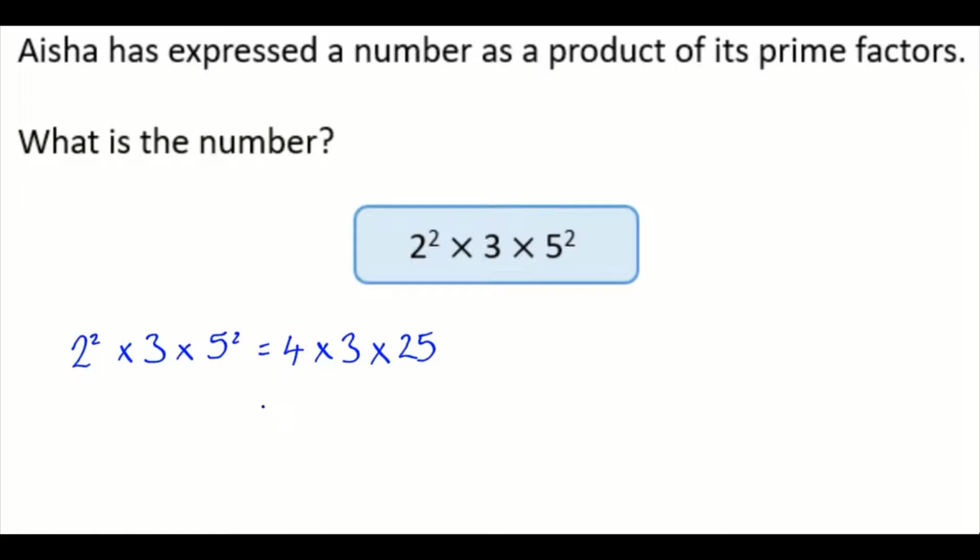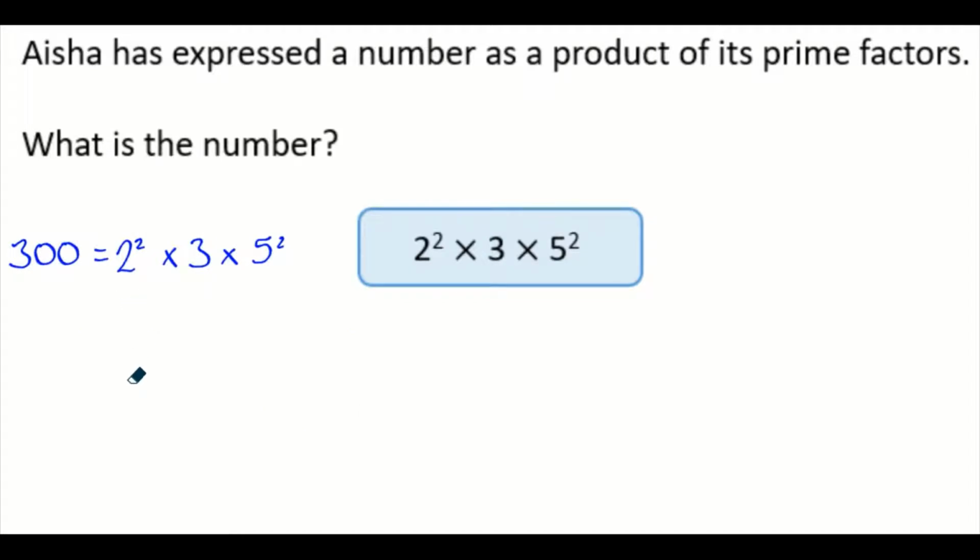Now you can multiply numbers in either order. You could do 4 times 3 is 12 and multiply that by 25, which is not too difficult. It's actually easier though just to spot 4 times 25 is 100 and multiply that by 3. So the final answer, whichever way you've done it, the number is 300.